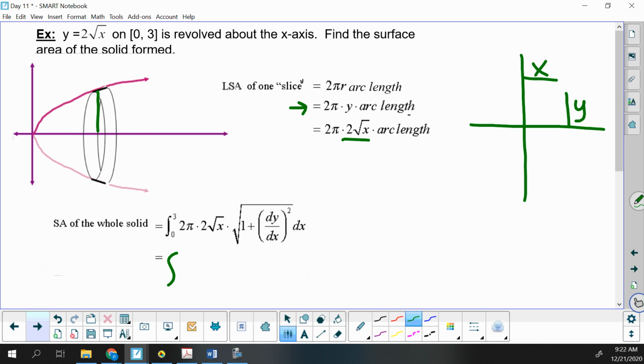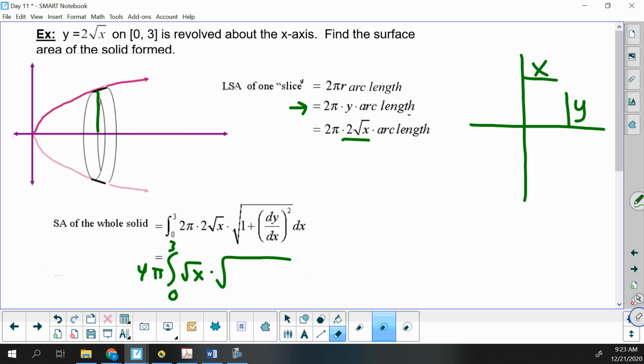So we know this is going to be the integral. I'm going to put the 2 pi out in front here from 0 to 3. Actually, we can put 4 pi out in front because we had the 2 there. We're going to have a square root of x times some square root, and we'll figure out what that is. So our derivative, just a reminder, our original was y equals square root of x. Our derivative, multiply the 1/2 out front and you get 1 half times x to the negative 1/2, and then derivative of the inside is just 1.